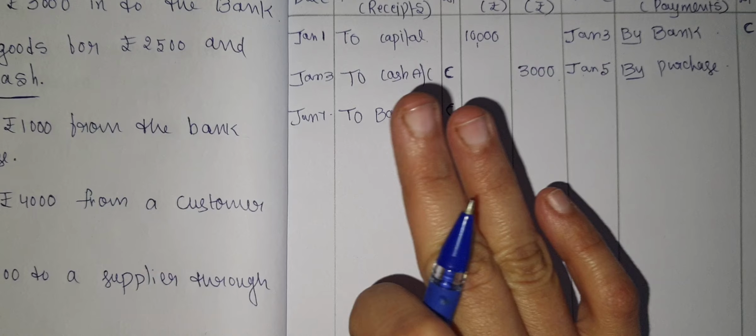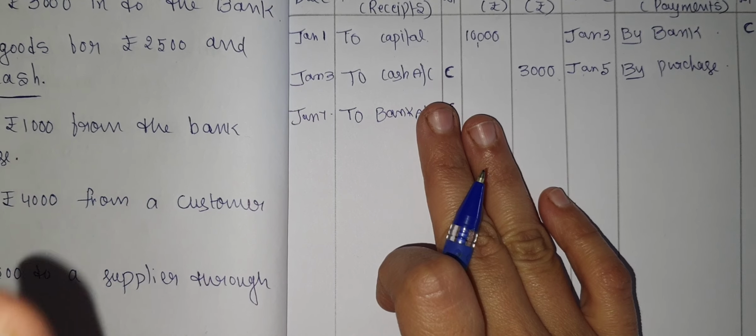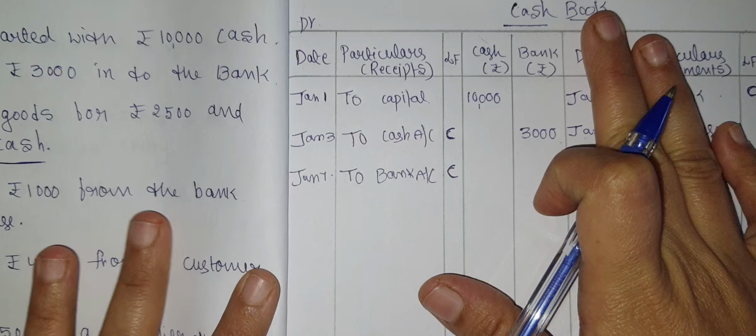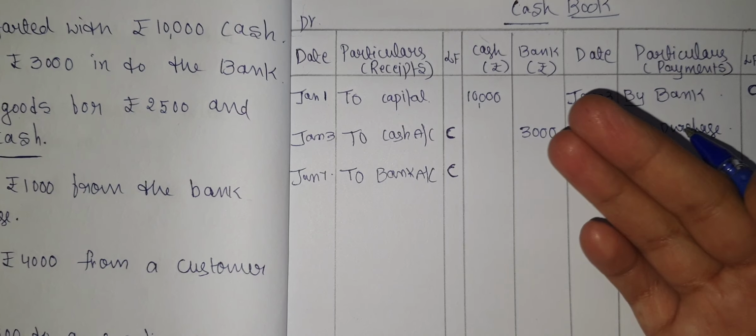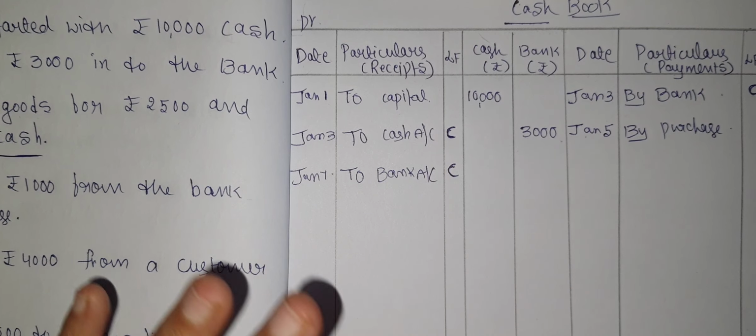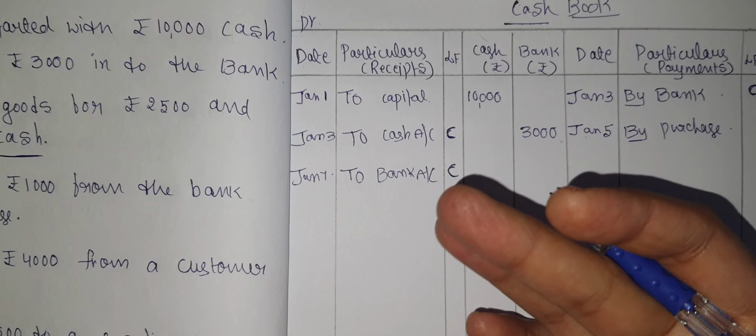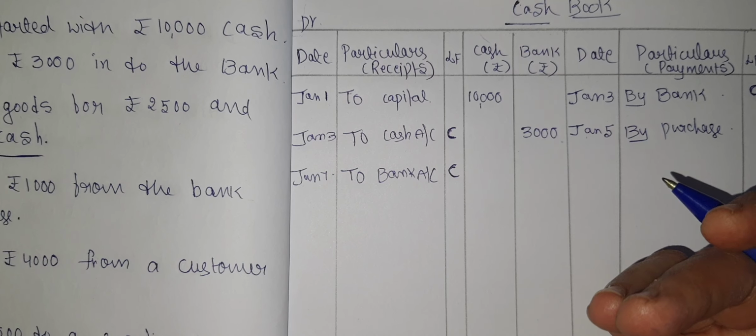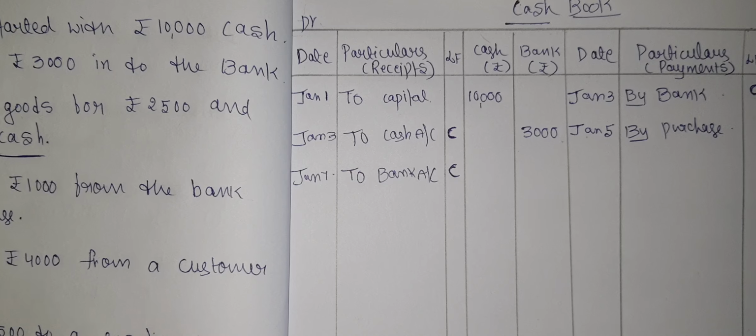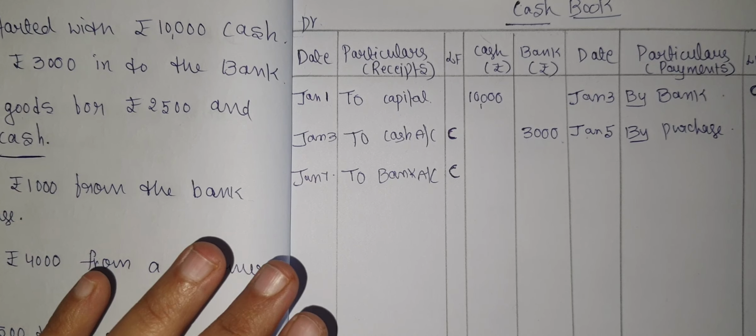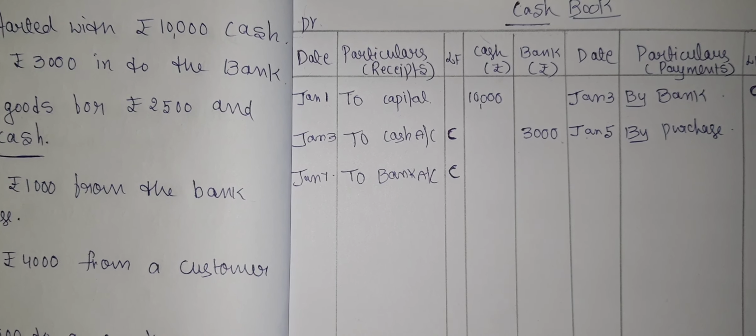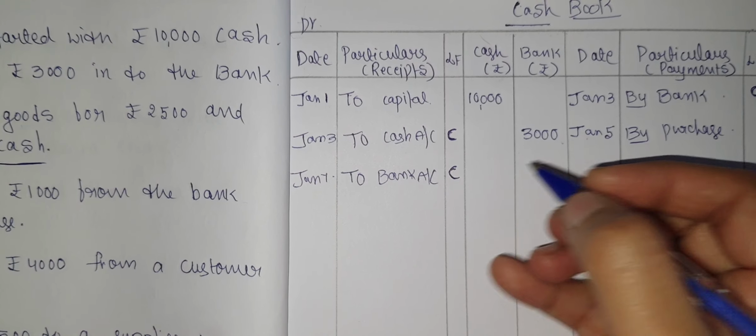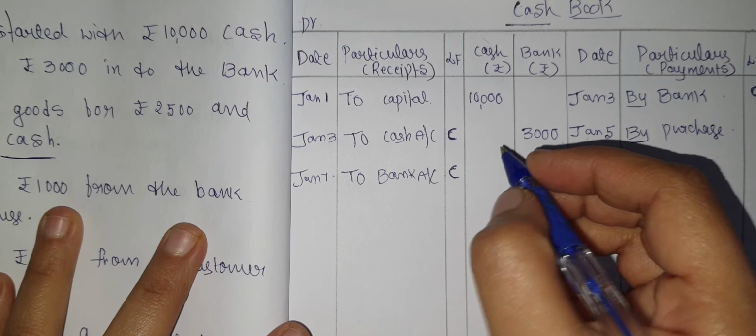See here, the debit side of the cash book records an increase in cash. Okay, so where do we have to enter the amount? We have to enter the amount in the cash column. Correct. Yes, that is rupees 1000.